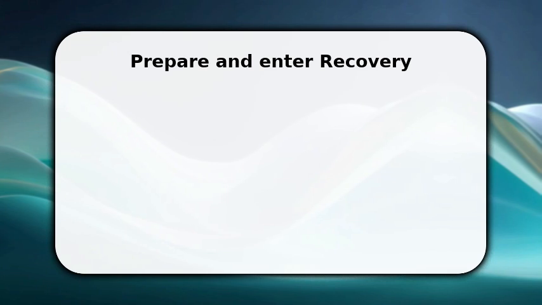You start by securing your data. Backup photos, contacts, and any app data to cloud or a PC because factory reset erases everything. Once done, make sure the battery is at least 50% and remove the micro SD card to avoid accidental formatting. You'll also need your Google account credentials to bypass FRP.